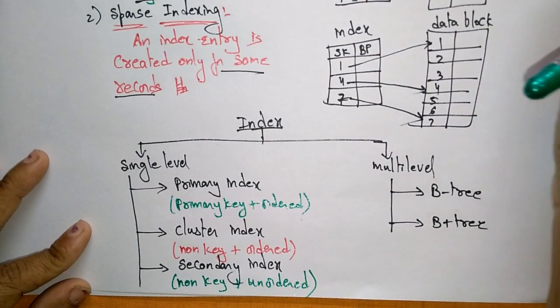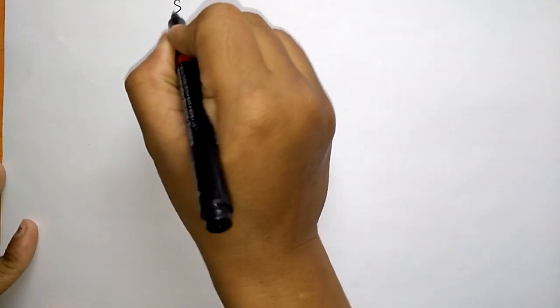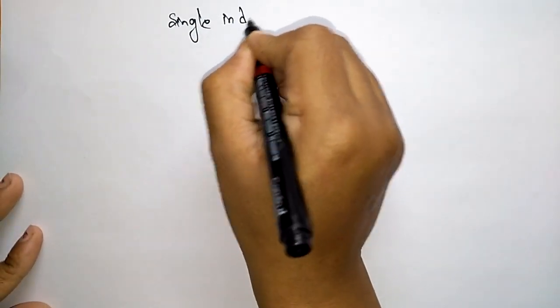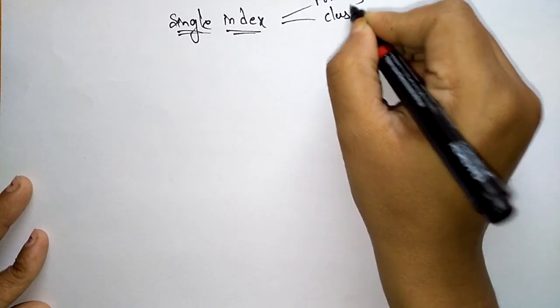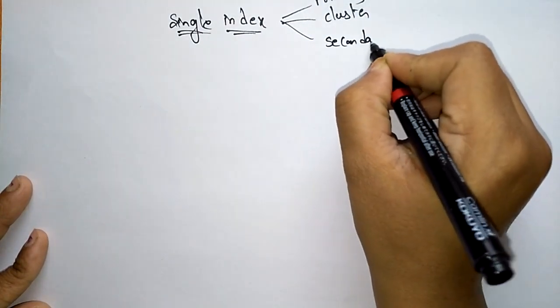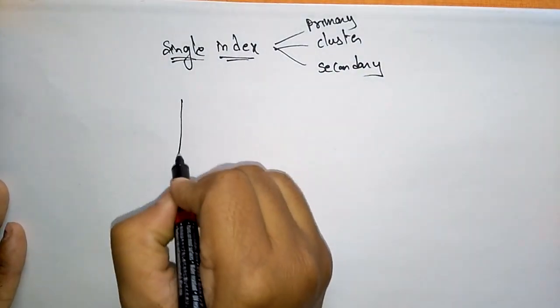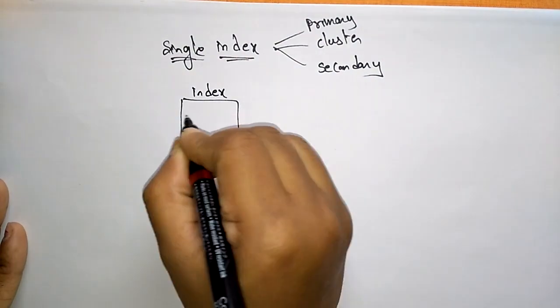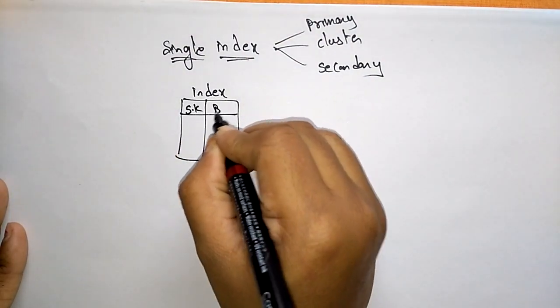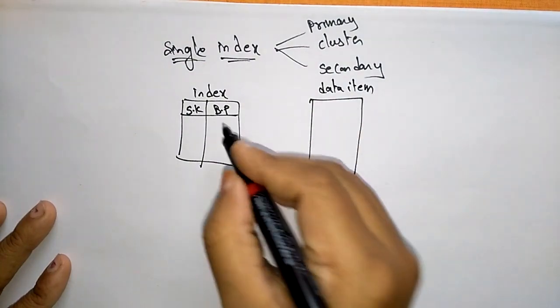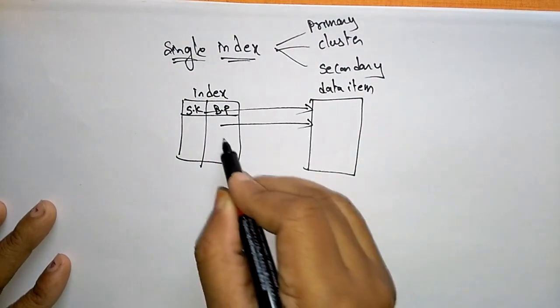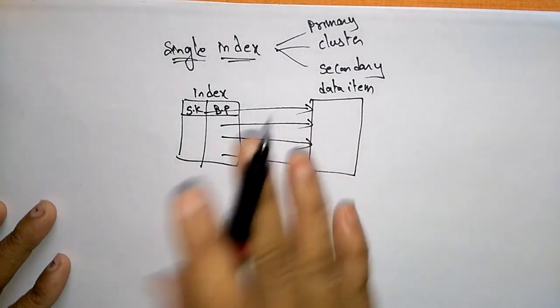Okay. So let us see how the single index and the multi-level index will look. Suppose we take the single index. Single index means primary, cluster, secondary. Suppose this is the index. Index has the search key value and the block pointer. And here this is the data item, so we are just accessing the data item. This you call a single level.